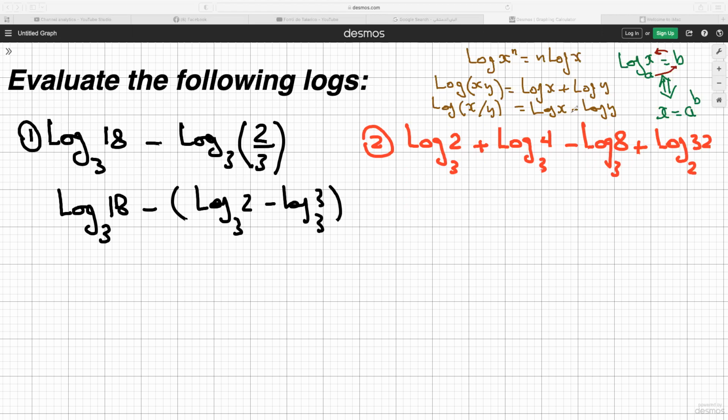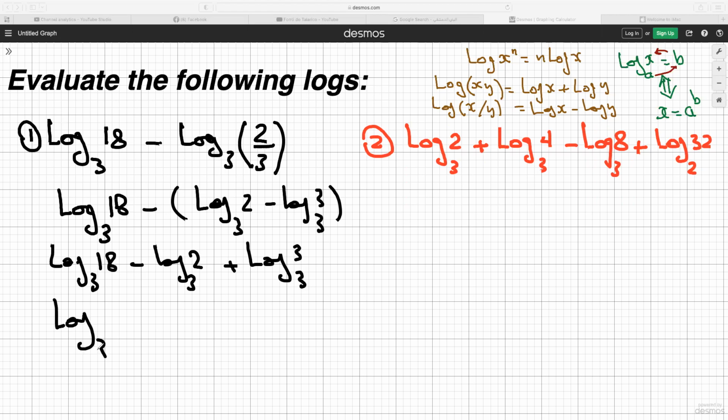Now, basically that is, as I said, if you have division or a fraction like this, you could change it to subtracting. So this will become log base 3 of 18 minus log base 3 of 2, and negative makes it plus log base 3 of 3. Now here, because it's subtracting, I'm going to go back from this format to this format, and I'm going to get log base 3 of 18 over 2 plus log base 3 of 3, which just means 3 to the power of what equals 3. 3 to the power of 1 gives you 3, so all of that just equals 1.